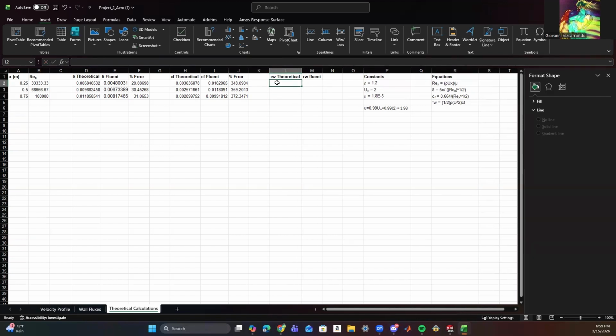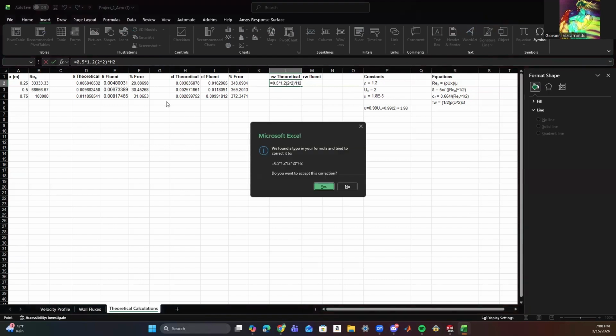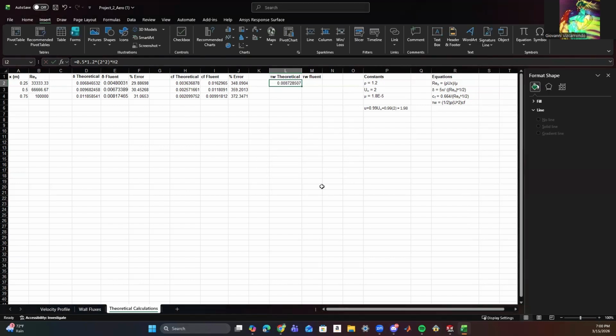And now for this equation, we are going to do equals 0.5 times our density, which is 1.2, times our u squared, times 2 to the 2, and then times our Cf. So we're going to continue using theoretical. This will be H2. Yeah, my bad, I forgot to do the times.